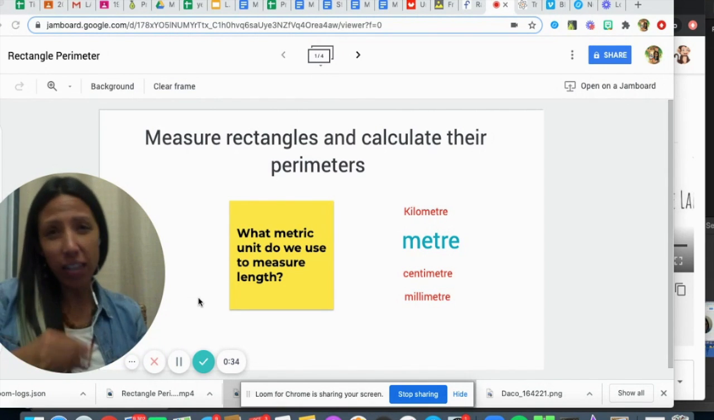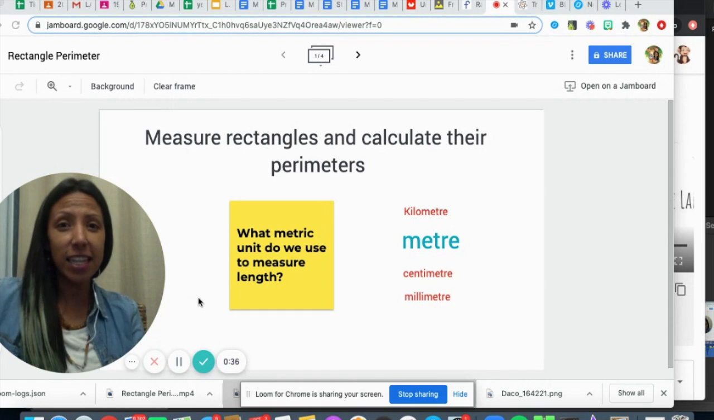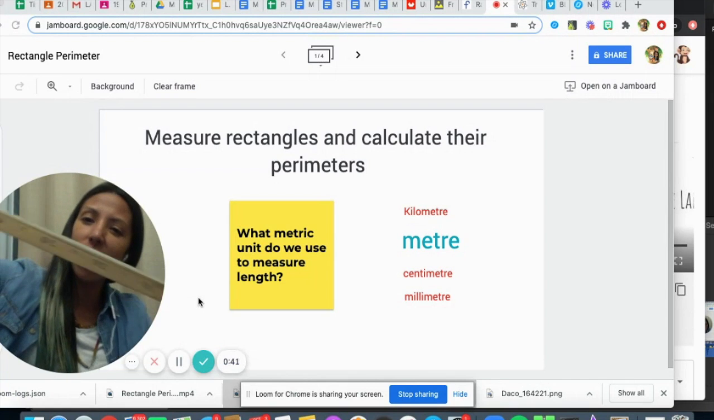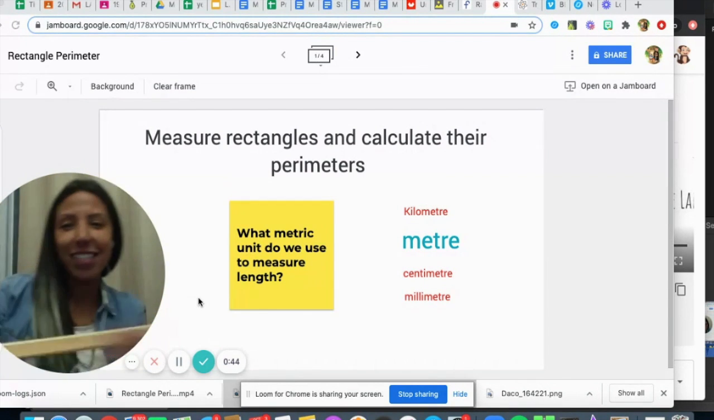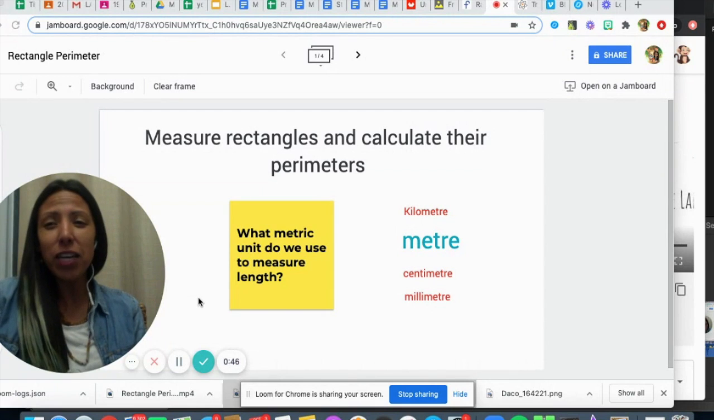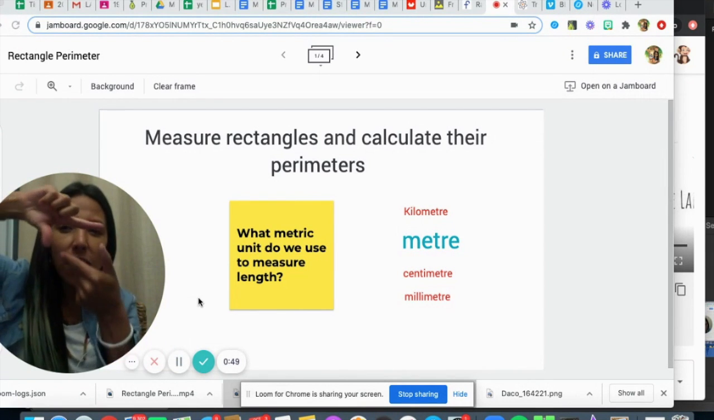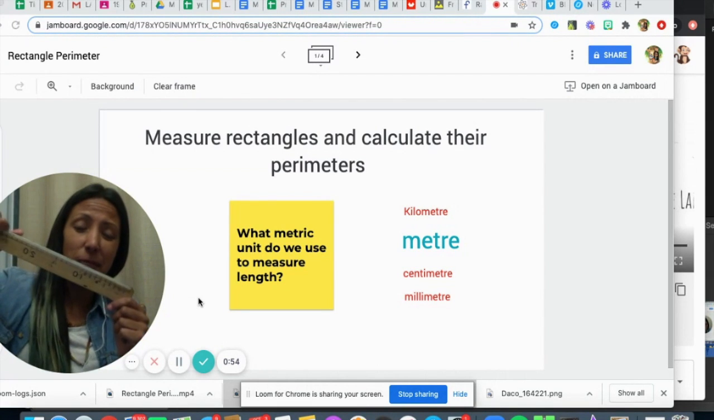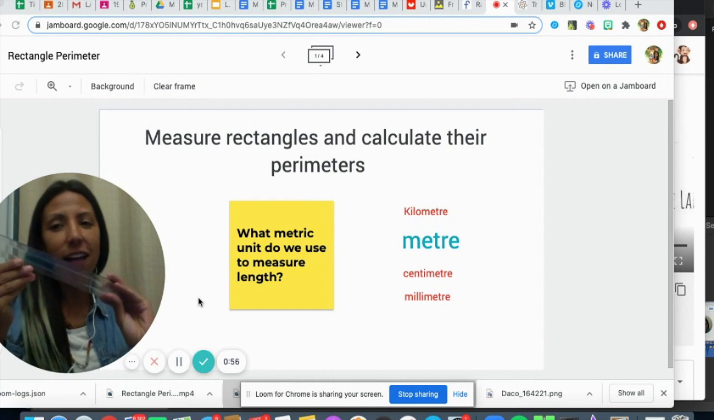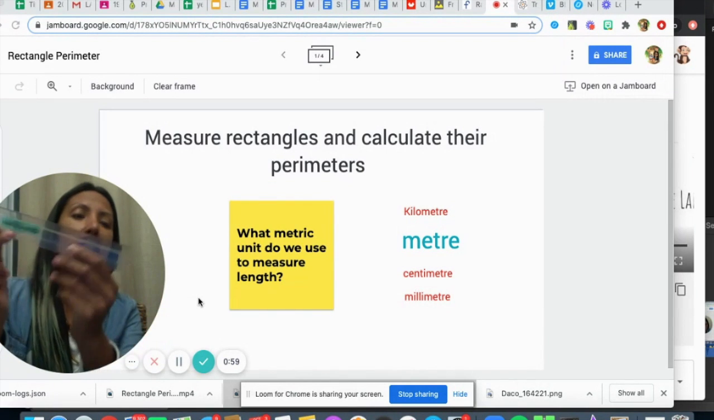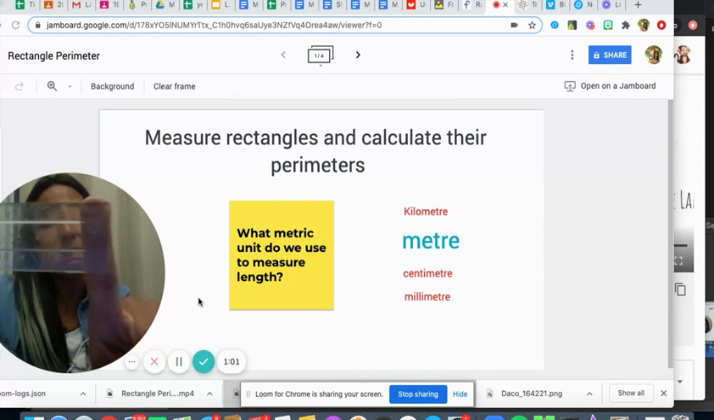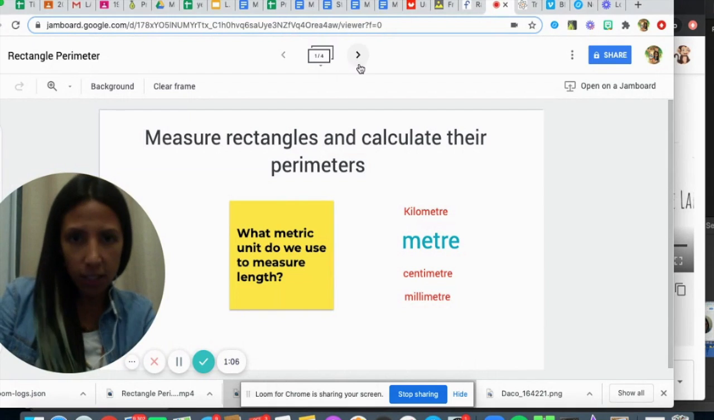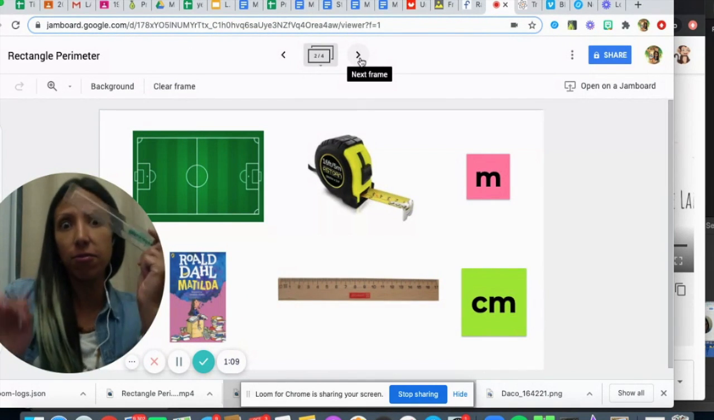Well, the metric unit that we use to measure length is the meter because we measure how long something is. But what happens when we want to measure little things, smaller things? Sometimes we just don't need a massive meter, right? We use our ruler. And our ruler has some centimeters, right? So today we're going to be using our ruler.